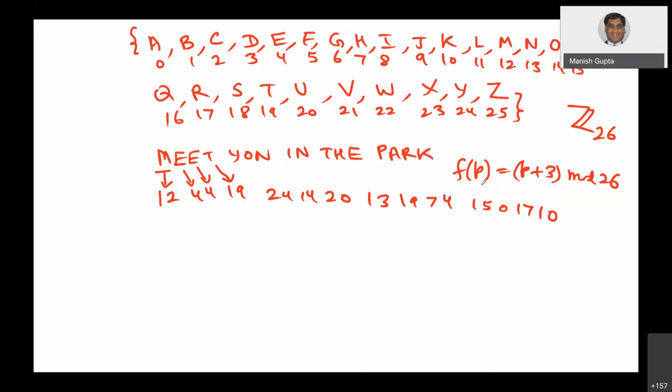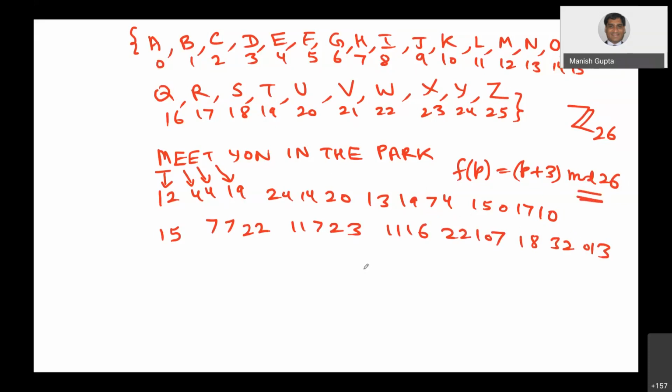Then each of these numbers I am shifting by 3, so we will get 15, 7, 7, 22, and so on. Anything which is exceeding 26, I am reducing modulo 26. Remember, everything is modulo 26.